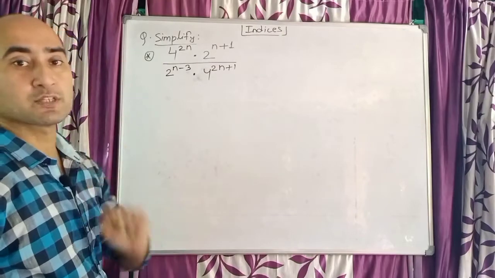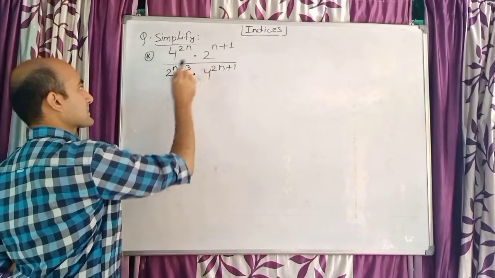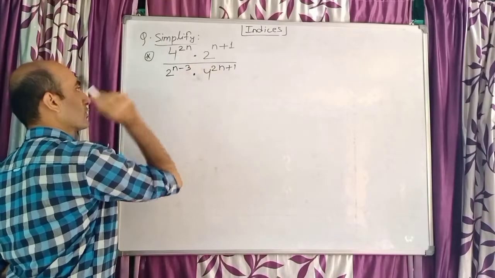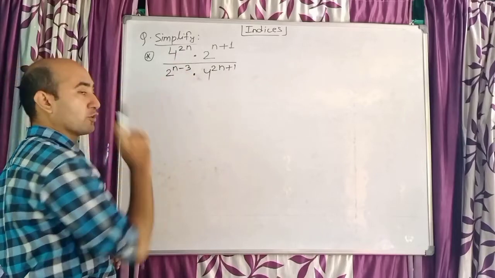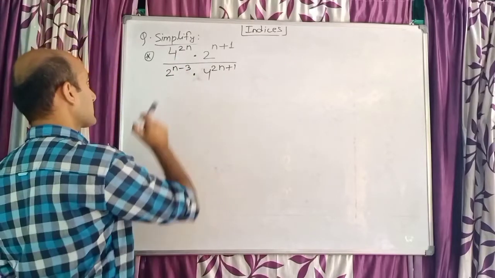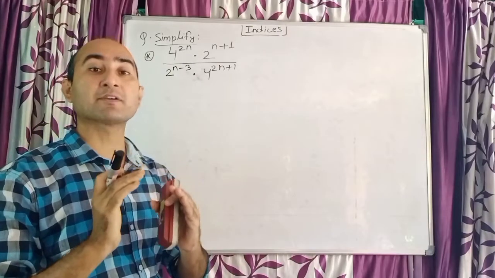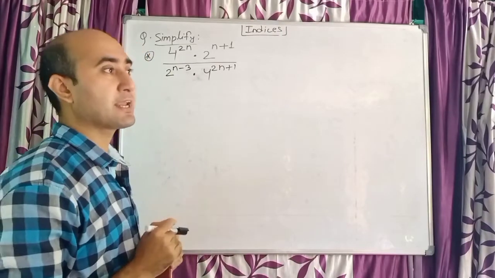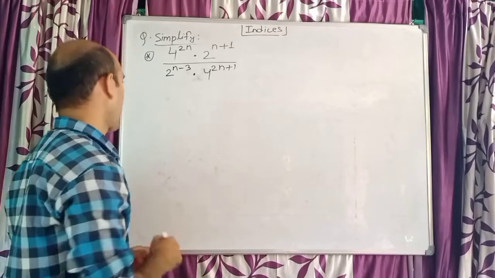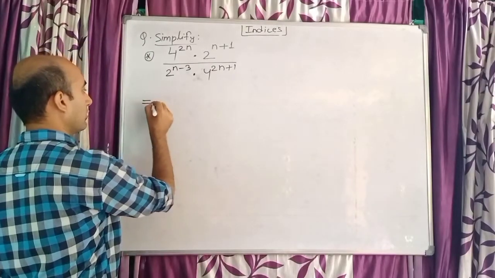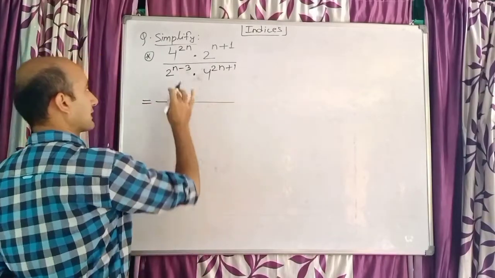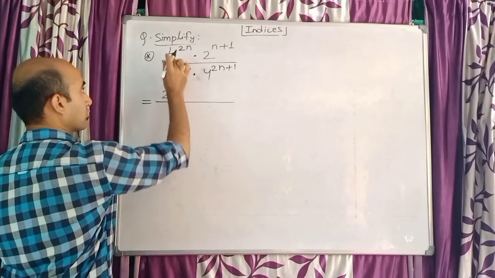So our first duty is to make all the bases the same. Here we have 2, here we have 2, but here we have 4 and 4. So make this 4 as base 2. That means 4 can become the square of 2. So you write 4 as 2 square. Then all the numbers will have 2 in the base.